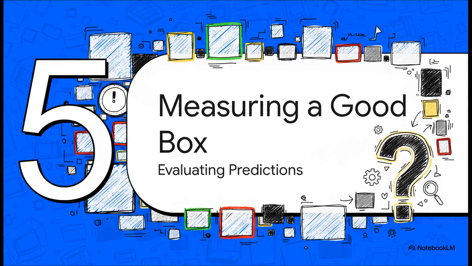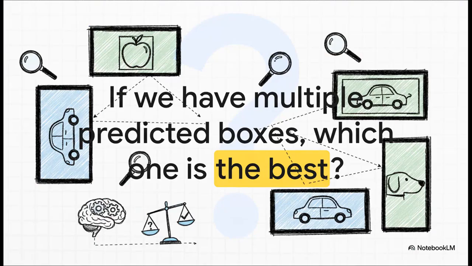Now, this patch method is a pretty good start, but you can probably see a problem, right? It might give us not just one box, but a whole bunch of slightly different, overlapping boxes that all say, yep, the object is here. So that leads to a really important question. If our algorithm spits out multiple positive boxes, how do we know which one is the best one? How do we measure how good any single prediction is compared to the actual correct answer?